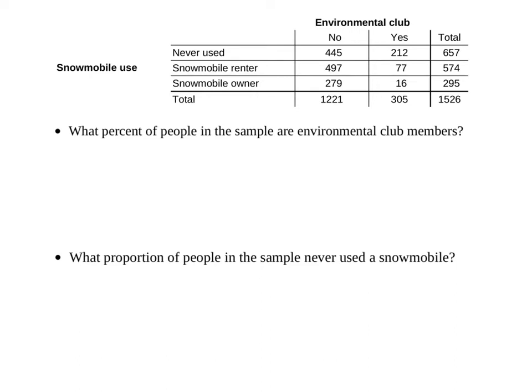Using a two-way table, we can extrapolate a lot of information. So let's try to answer 2 different questions. The first being, what percent of people in this sample are environmental club members? The first thing I do is look at the table and look for how many people answered yes to, are they part of an environmental club? So that's going to be 305 folks.